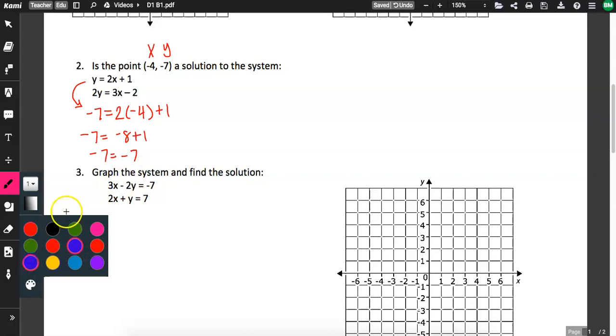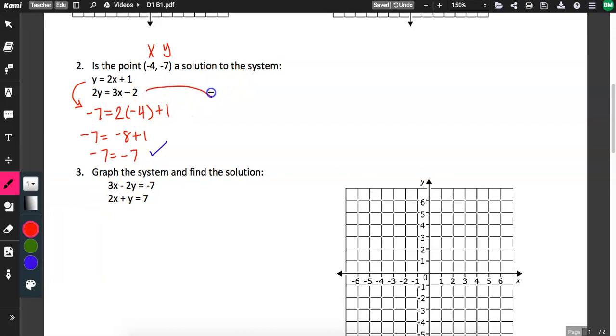What I'm looking for is whether this final statement here is true. Does negative 7 equal negative 7? Yes, so that's good. Now I have to check the other one. I'm not looking for these values to be the same. I'm not trying to get -7 again. I just want it to be another true statement.